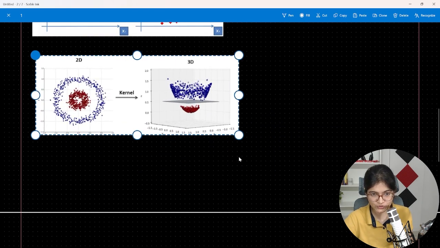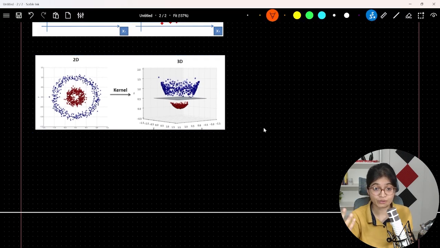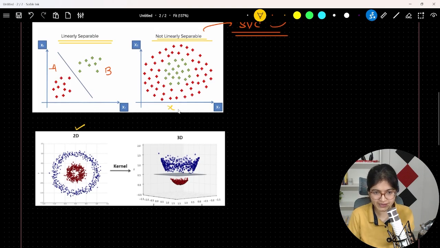So this is the second image which I have just uploaded, and I think now it is pretty much visible to everyone. Here you will be able to observe one thing. What is happening here? For example, let's say you will be having a 2D data, right? This is also a two-dimensional data. This is the x-axis we have. This is the y-axis we have.